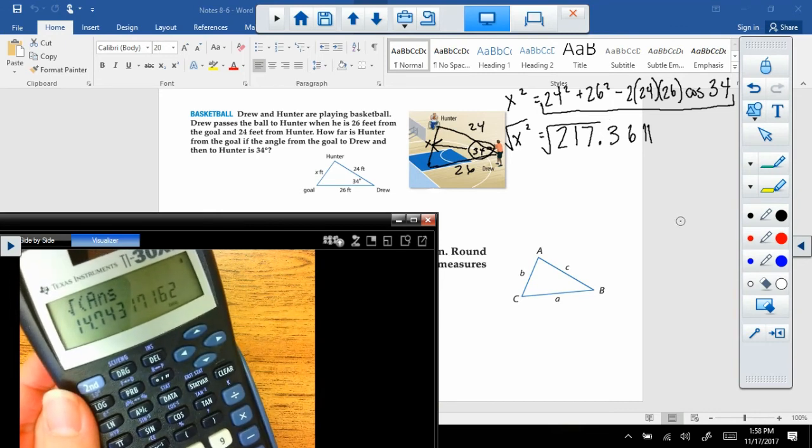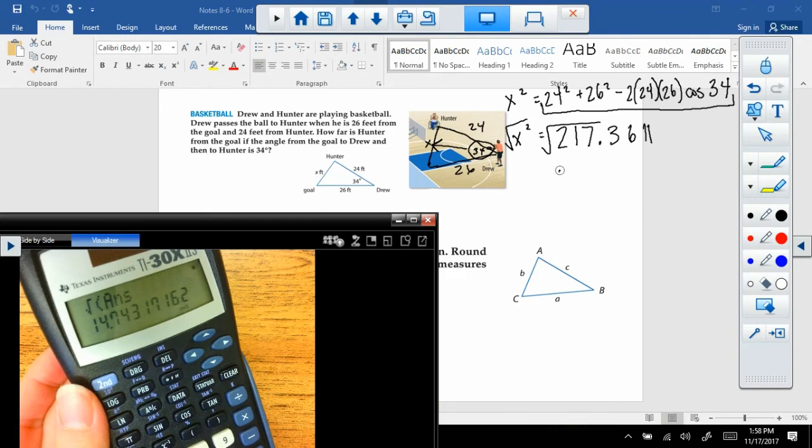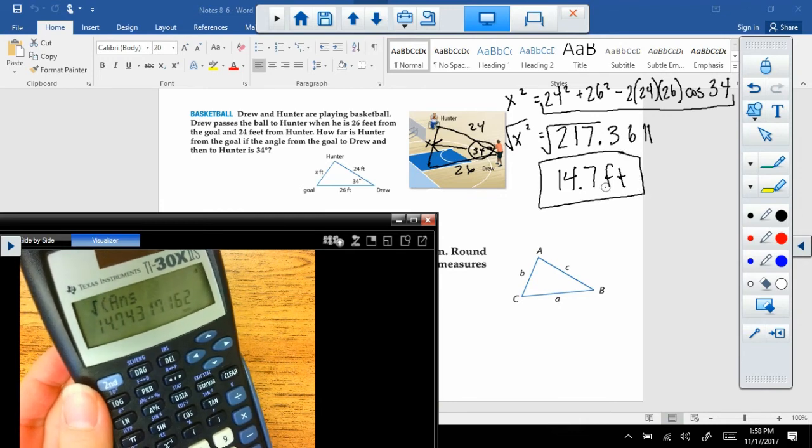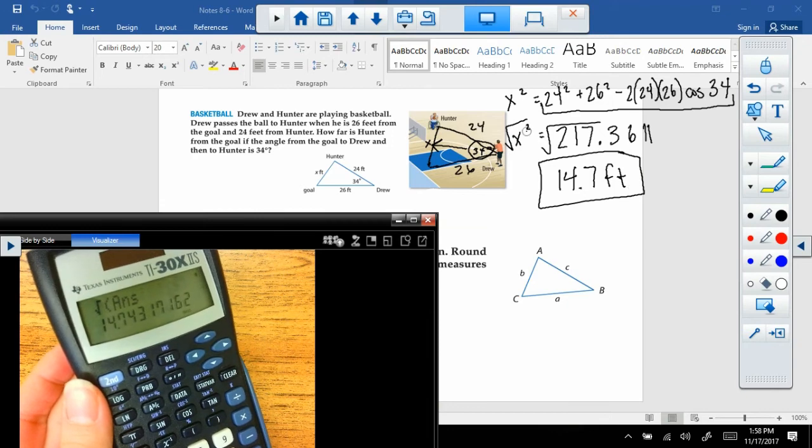The answer to this one is 14.7, and that would be in feet. So about 14.7 feet, or because it's a story problem, if you wanted to round this and say about 15 feet, as long as you had that work supporting that, that's what I'm most concerned about.